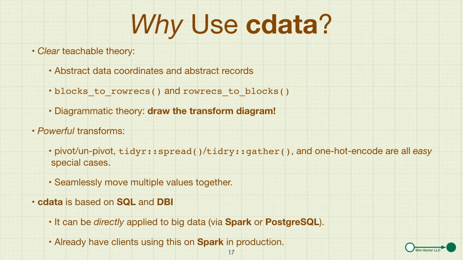They take the dual roles of blocks to rowrecs being essentially a project in relational notation, and rowrecs to blocks being essentially a join in relational notation. They're very powerful. They subsume a number of different operations, such as pivot, unpivot, tidyr spread, gather, and one-hot encoding, where you fill in zeros and ones instead of values, which are all special cases of this sort of transform.